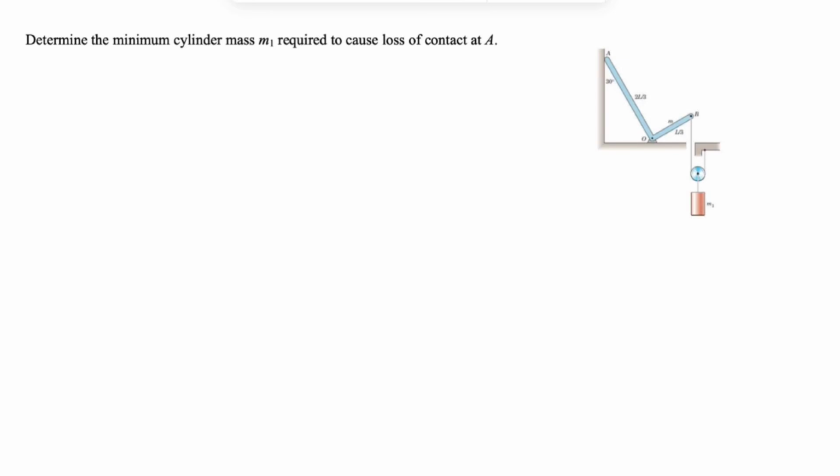Alright guys, we're going to be solving another question from the third chapter of the Meriam textbook, Engineering Mechanics, and in this one we need to determine the cylinder mass M1 required to cause loss of contact at point A. So we're going to start with the free body diagram.